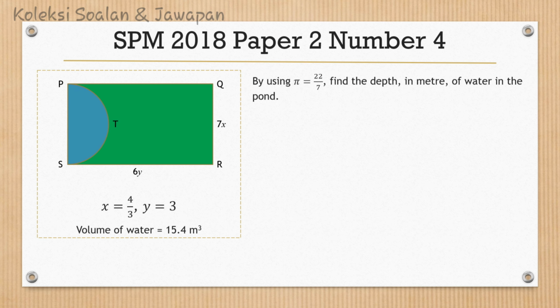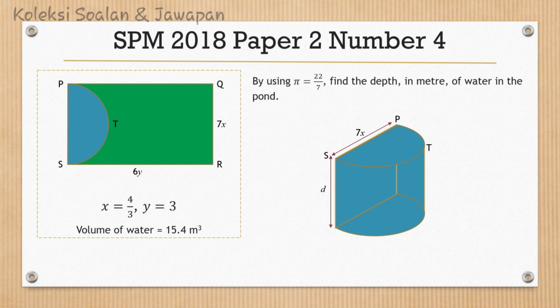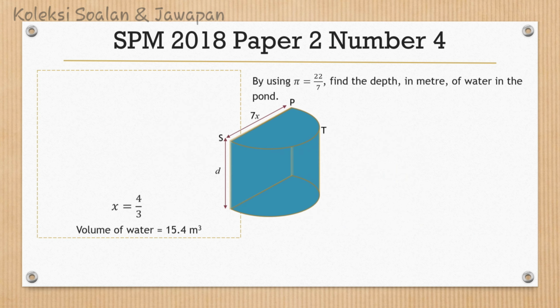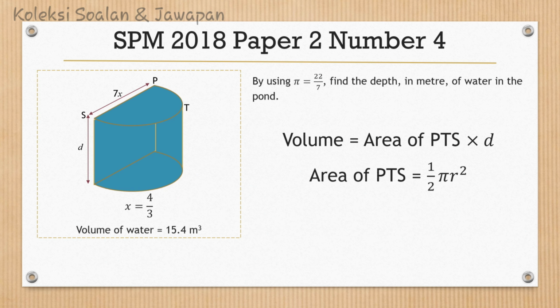Now we look at the pond. So let's say this is the pond, okay, with d as its depth and TS is the diameter, which is 7x. Okay, the volume of the water in the pond is the same as the area of the PTS times d. D is the depth, the value that we have to find here.